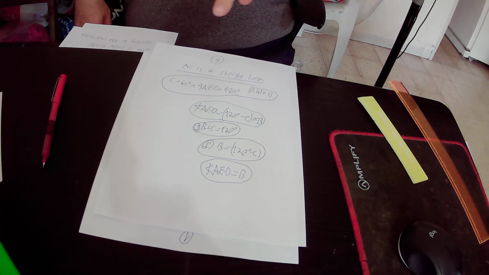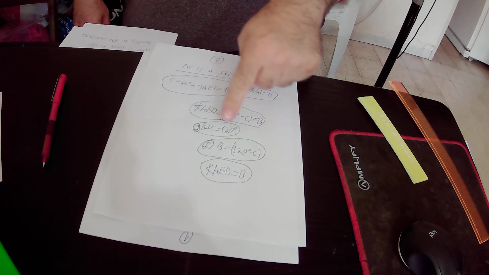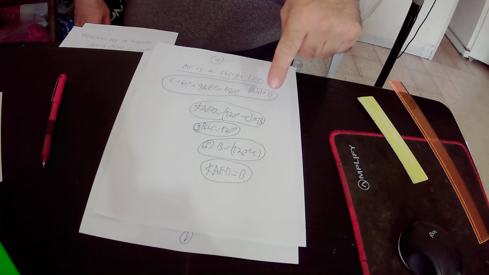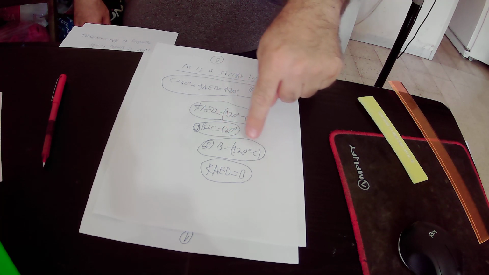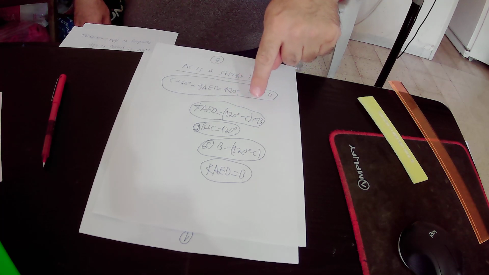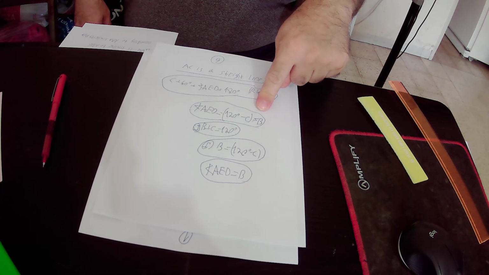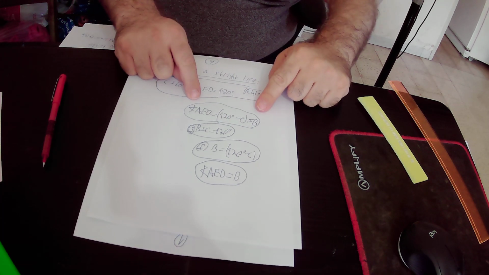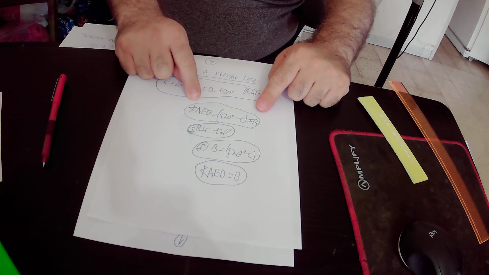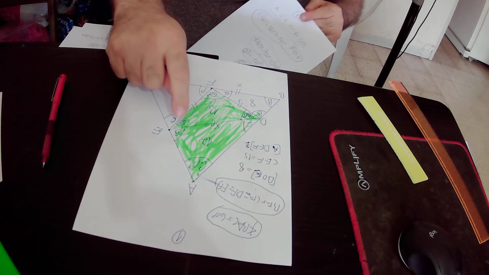But we know according to equation number 1 that B plus C equals 120 degrees. We subtracted C from equation number 1 and found that 120 degrees minus C equals B. So from this equality we can derive that angle AED equals B.